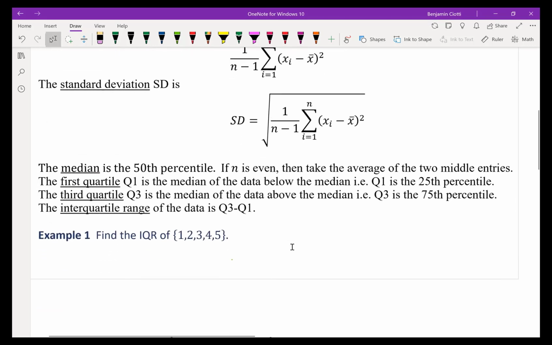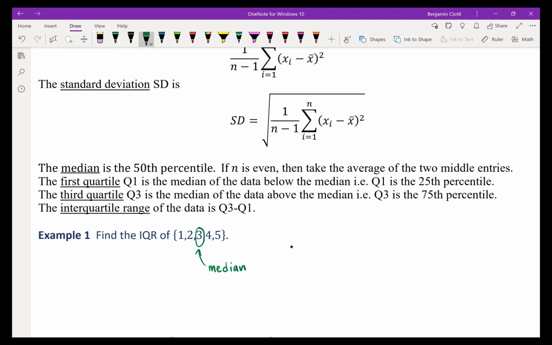How about the interquartile range of the set 1, 2, 3, 4, 5? First, I need to find the median. In this case, it's not so hard because, for one, the data is already arranged in increasing order. Secondly, there's an odd number of data points, so I simply need to pick the point right in the middle. In fact, the median is also the same as the mean of this data set.